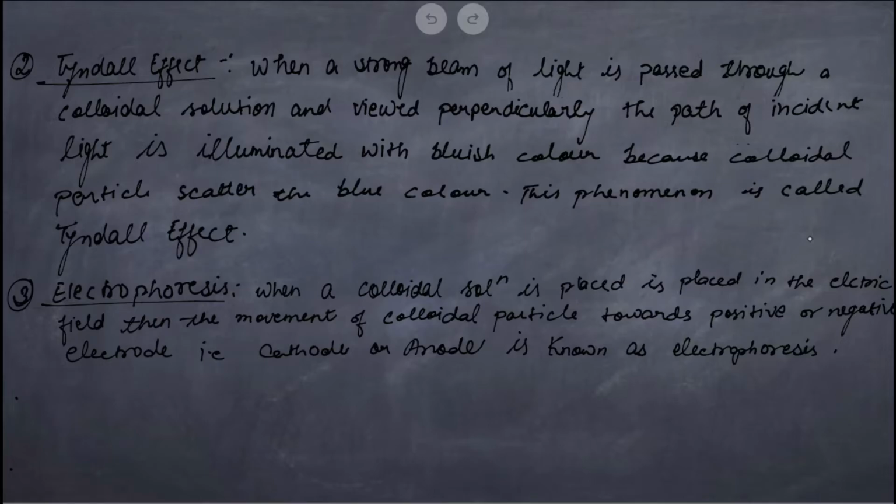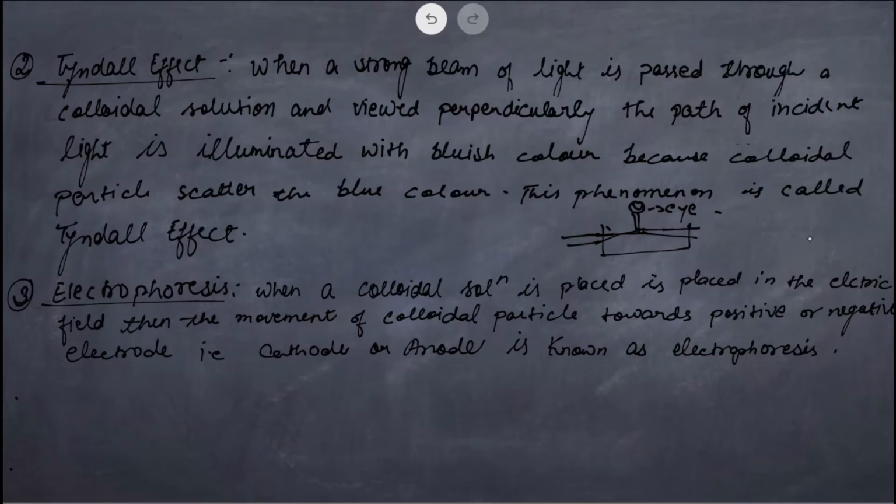Like, this is the beaker. You pass a strong beam of light from here, and it scatters. When you view it from here, through the eyepiece, you see a bluish light illuminating its path.